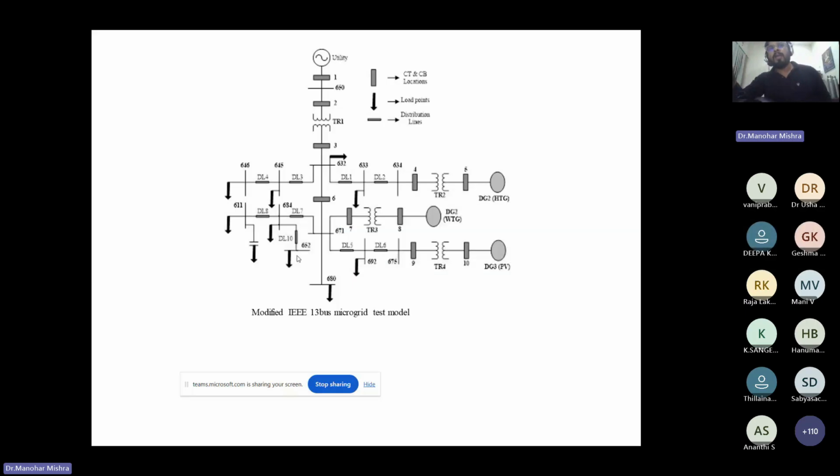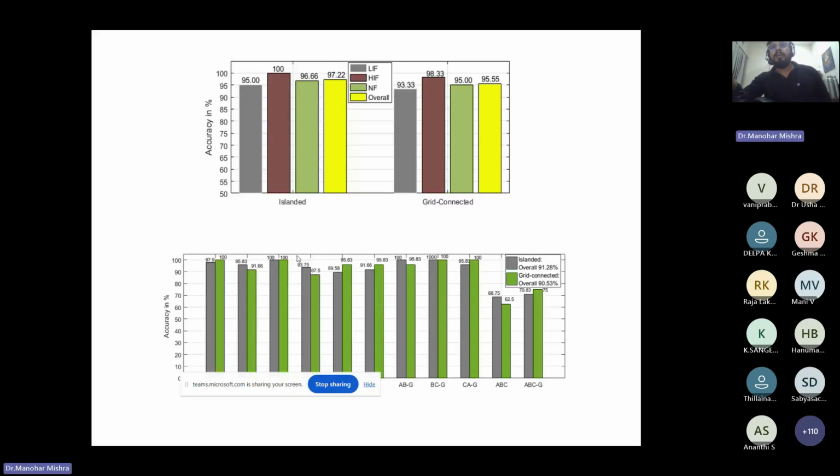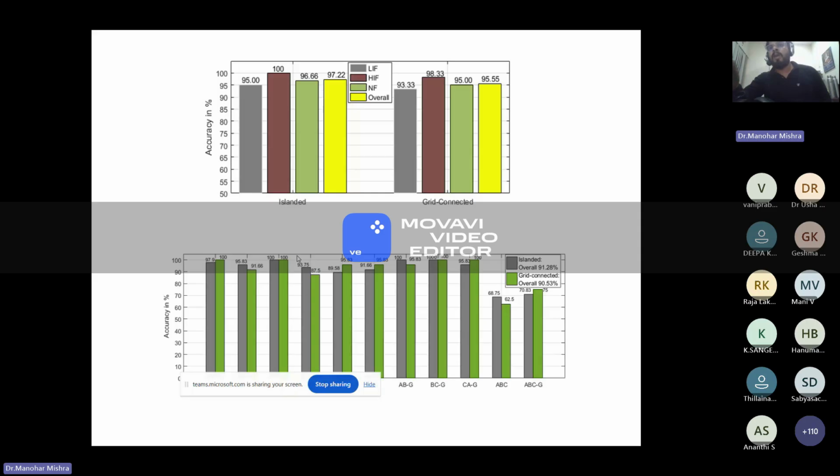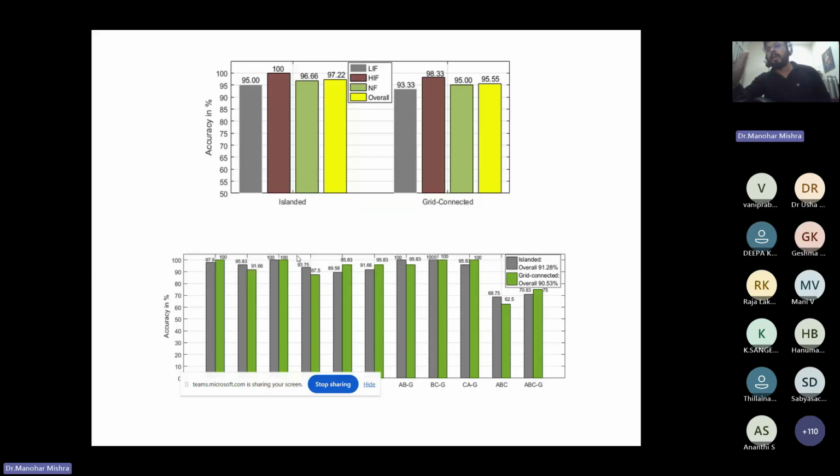So here we tested these things on the IEEE 13 bus microgrid test model, and we obtained this result. For islanding, the overall accuracy is about 91.28%, and in the grid connected mode, the overall accuracy for the protection is about 90.53%.